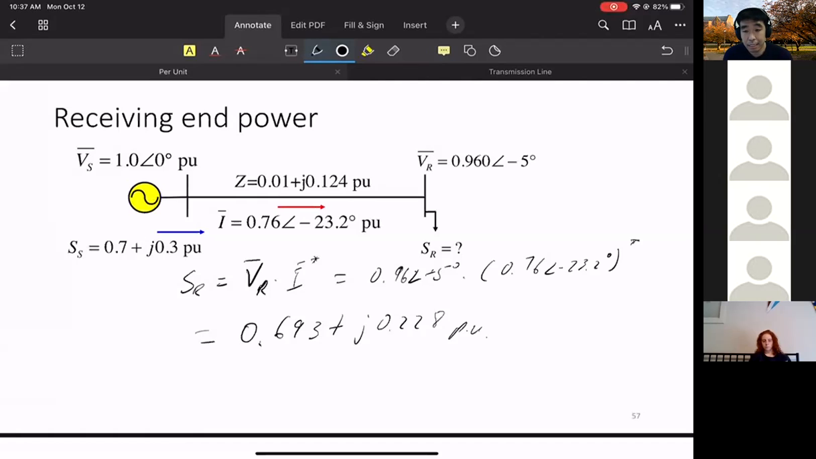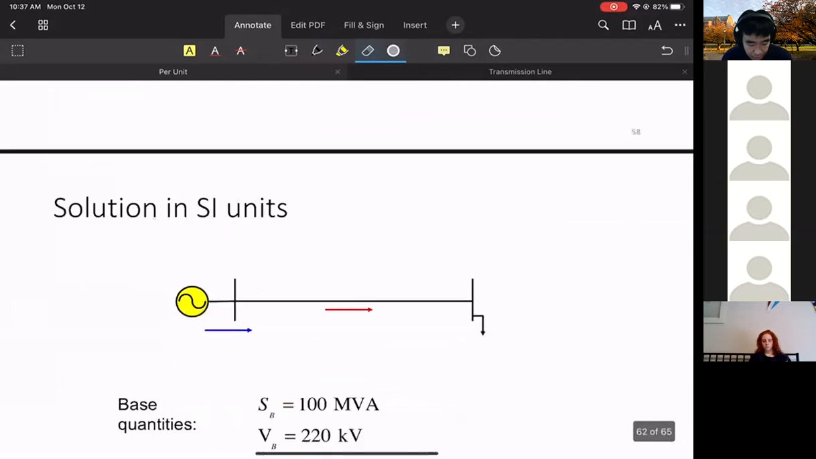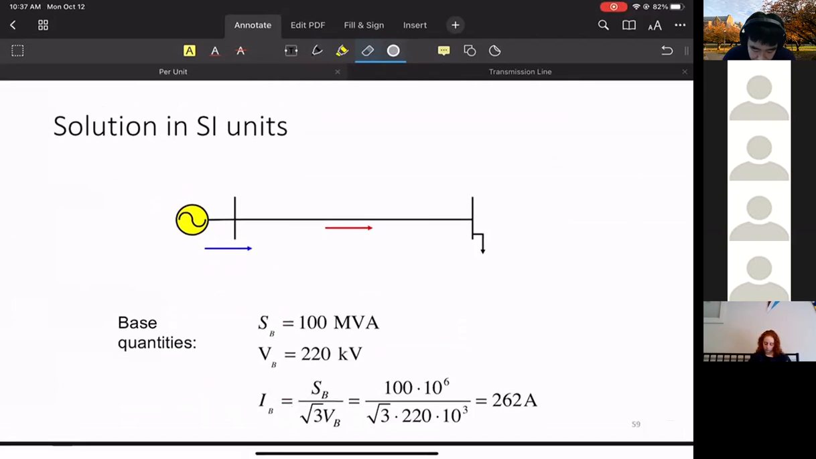And then the last thing is, let's convert things to SI units. We have the solution in per unit, and let's convert it back to SI units. So can we write things back to the standard units, given these are the base quantities we have? If these are the base quantities we have, then converting to SI units is fairly simple.